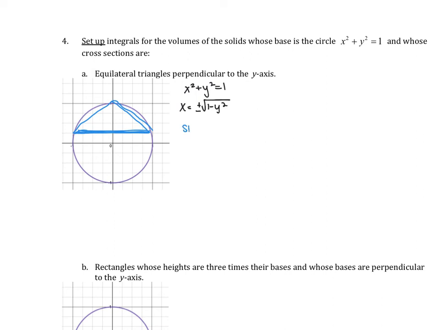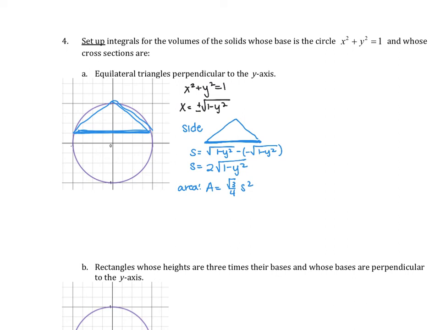So the first thing I need to think about is this side of the triangle. If I have this equilateral triangle where all my sides are the same, and this is the side that is on the shape, I know my side is going to be the positive square root of 1 minus y squared minus the negative square root of 1 minus y squared, which means my side is 2 times root 1 minus y squared. And remember, the area for an equilateral triangle is the square root of 3 over 4 s squared.